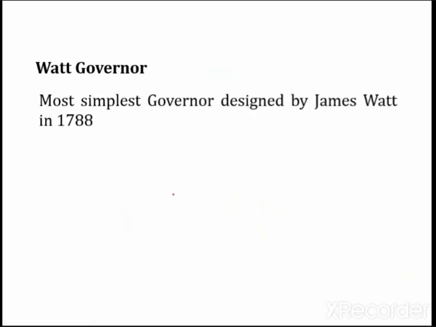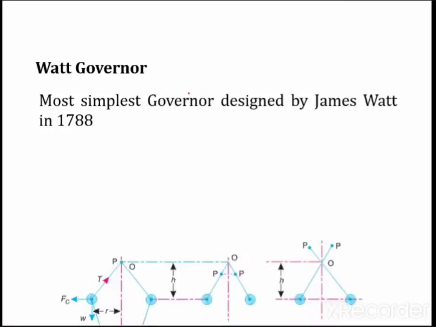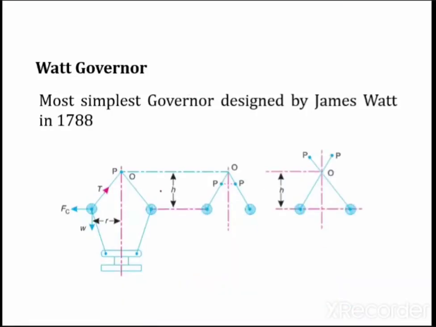Okay, so Watt governor is the simplest governor, designed by James Watt in 1780. The name of the scientist is James Watt, and once you understand the analytics behind the Watt governor, it will be very, very easy for you to understand the next analysis. So let us move forward. Now you can see the same figure I have used. Now this is the Watt governor. The simplest governor is called the Watt governor.